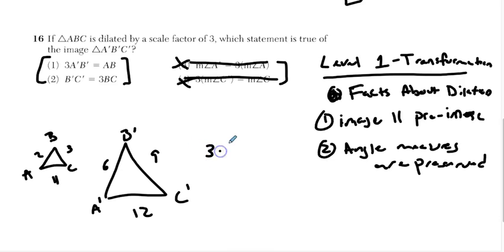So if I did 3 times A prime, B prime, which is 6, I should get AB, which is 2. That means 18 is equal to 2. That makes no sense.